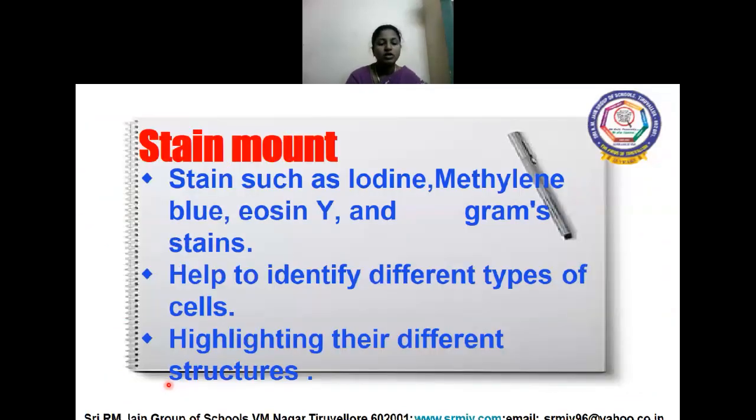Stain mount. This method requires the use of stains such as iodine, methylene blue, Leishman and Gram stain. It helps to identify different types of cells and highlights the different structures. To stain mount the specimen, prepare a wet mount, then put a drop of stain on the outer edge of the cover slip using a dropper. Remove the excess stain using a paper towel and view under the microscope.